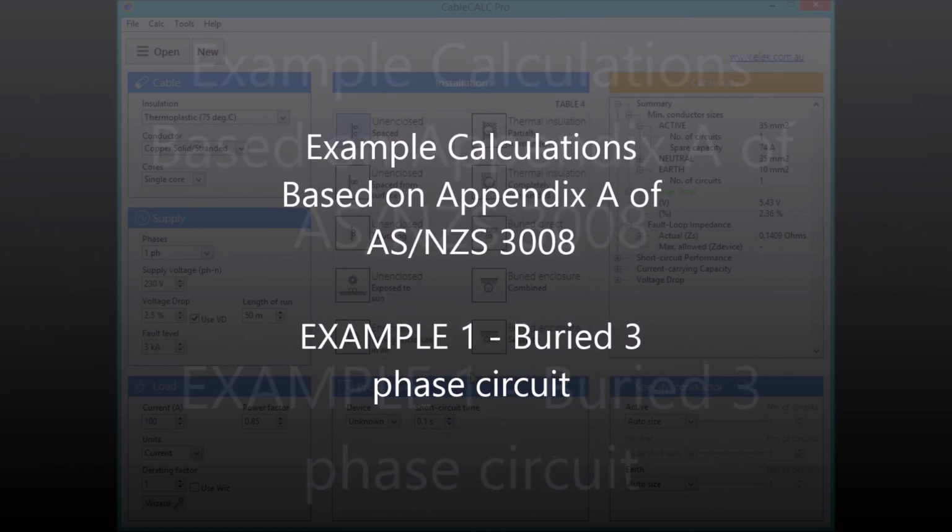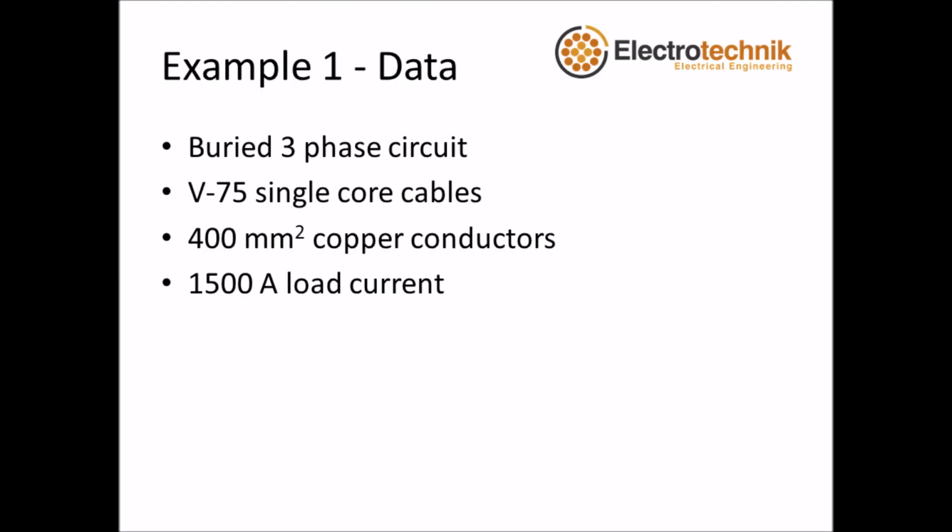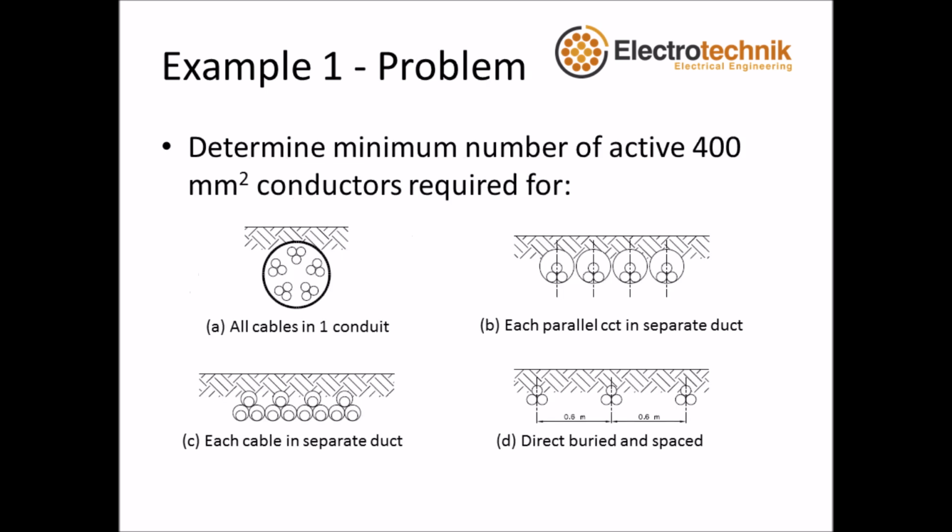The first example is for a buried three-phase circuit. The following data is taken from the example in the standard. The cables are PVC V75 single core. The copper conductors must be 400 mm squared and the load current is 1500 amps. The objective in the problem is to calculate the minimum number of parallel active 400 mm square conductors required for the following four buried installation scenarios.